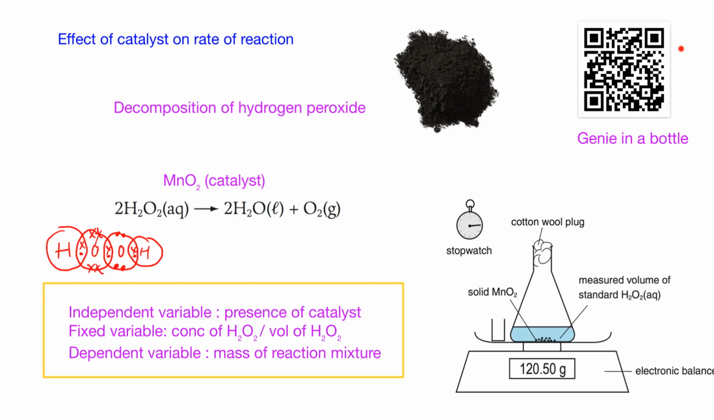This is a very interesting experiment. It's called Genie in a Bottle. You can scan the QR code and have a look at this one. For the independent variable in this case, one of the experiments will have catalyst, the other will be without catalyst. And remember, in the process, we need to use H2O2. The volume of the H2O2, the concentration of the H2O2, and the temperature of the H2O2 have to be kept the same. For the dependent variable, we're going to measure the mass of reaction mixture this time.